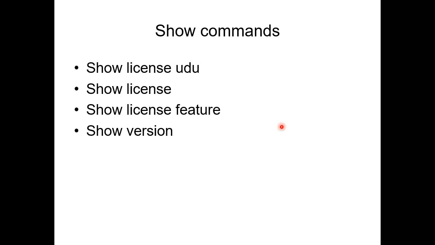All right, so some of the commands that we have for license would be show license UDI, show license feature, and then show version.